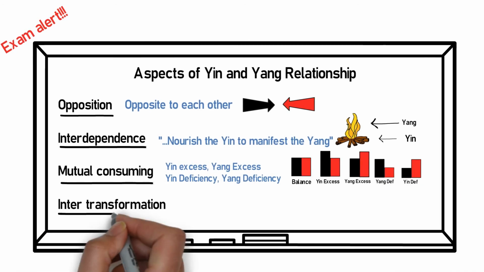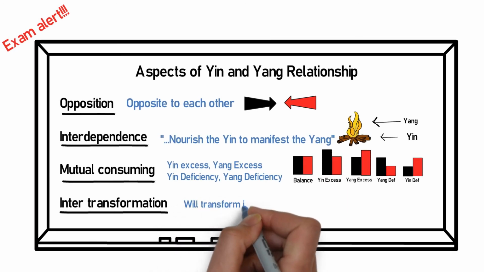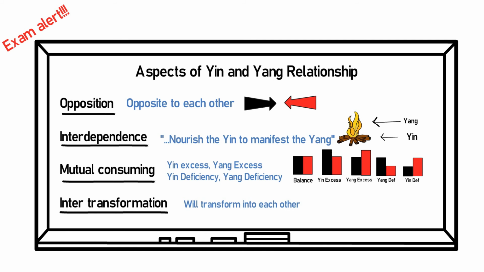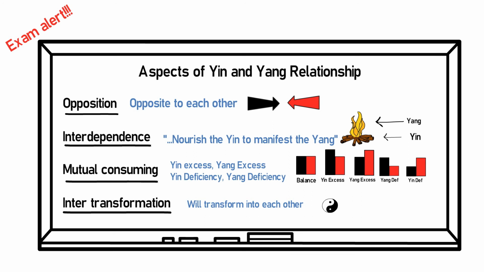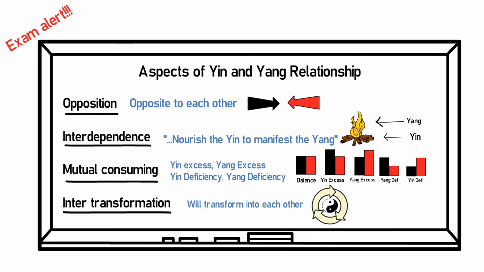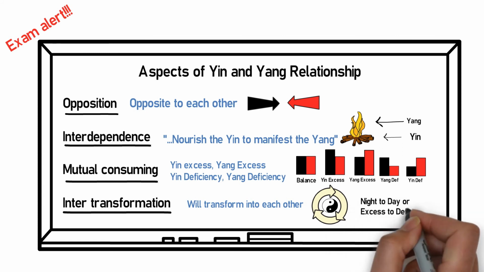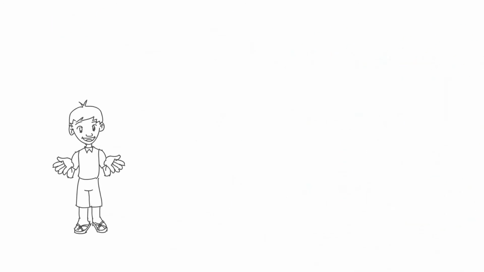Inner transformation. Yin and Yang will transform into one another. Like night that turns into day, the Yin will turn into Yang, and Yang will turn into Yin. For example, when excess heat, which is Yang, consumes body fluid, which is Yin, leading to dryness, which is a state of deficiency. You need to know and understand this for your exams.